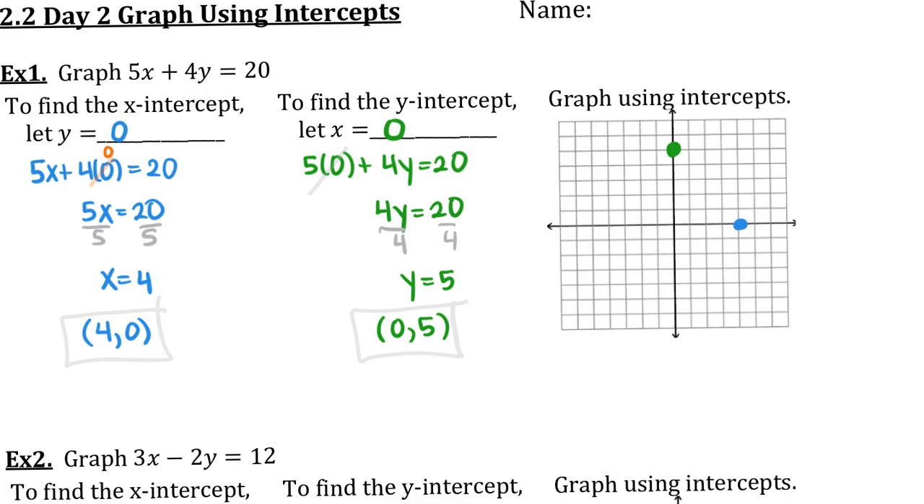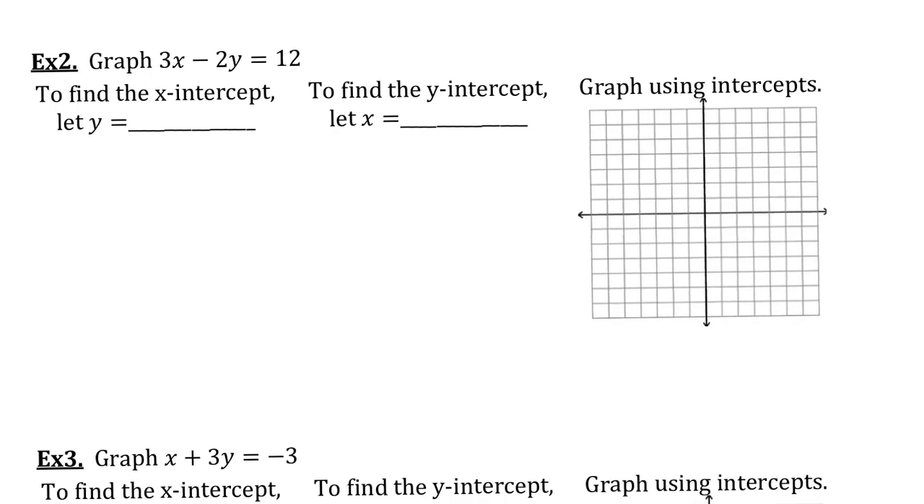Okay. And 2 points is enough to make a line. So I'm going to go ahead and draw my line. Remember, your line goes forever. Arrows extended. Okay, next one, same thing. Just got to be careful with our signs.